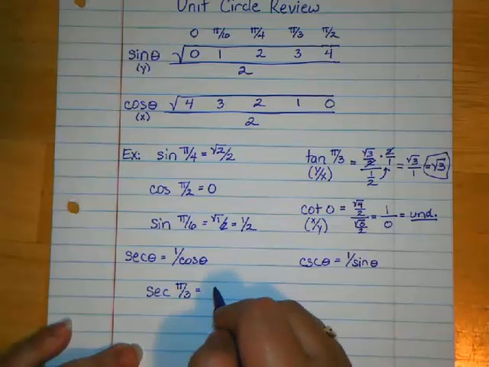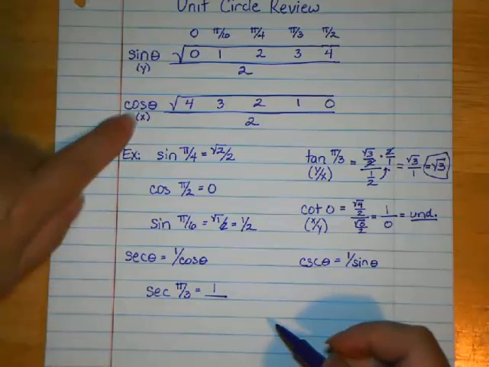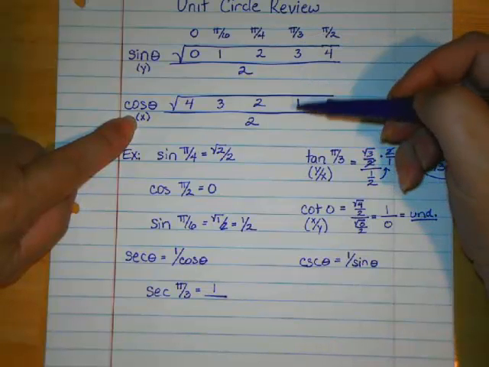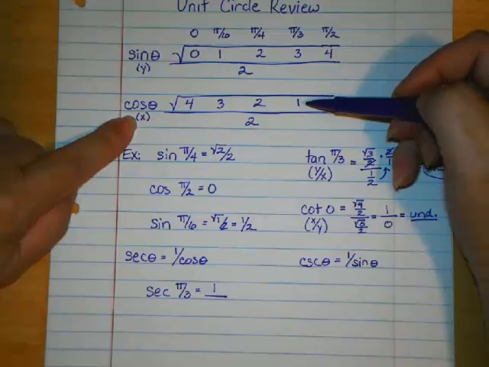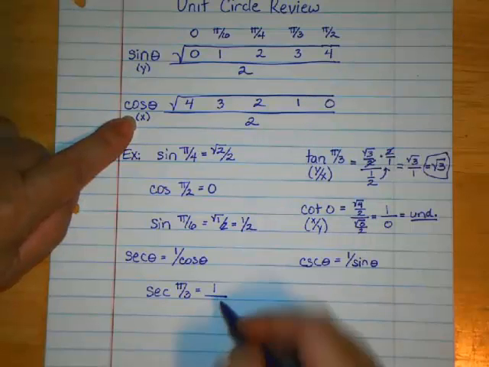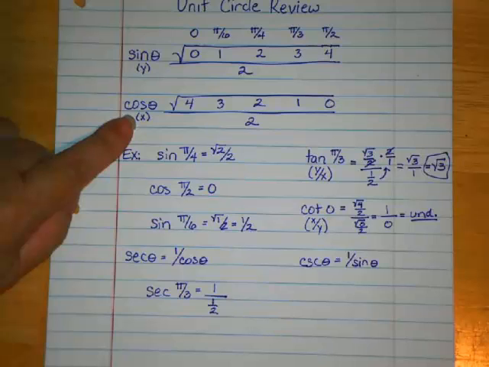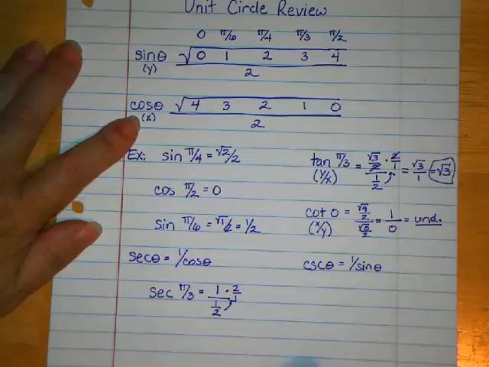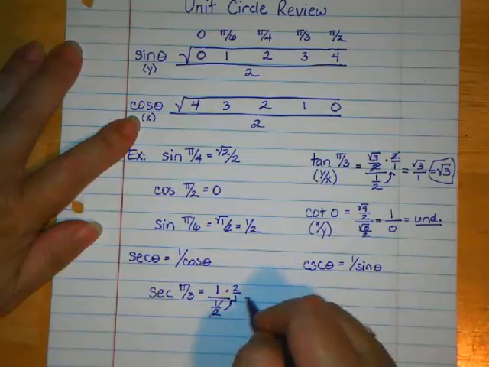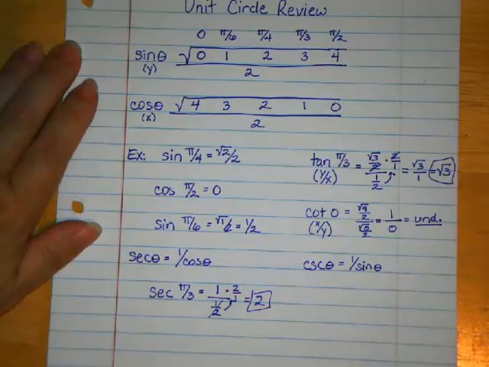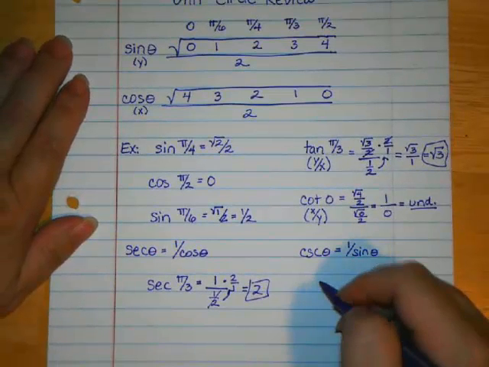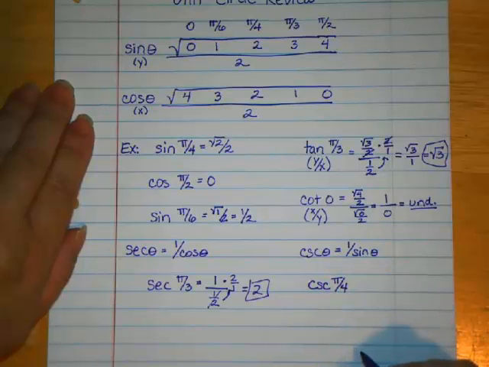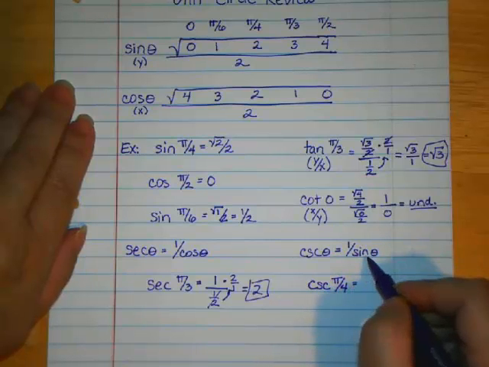So let's take the secant of pi over 3. So it's going to be 1 over the cosine. So I'm going to put 1 over the cosine of pi over 3. Pi over 3 is here. Go down. That's going to be the square root of 1 over 2, which is 1/2. Take the 1/2, flip it up, 2 over 1. 1 times 2 over 1 is just 2.